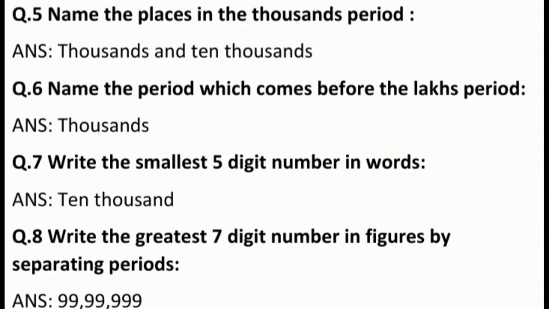Question number 8 says: write the greatest 7-digit number in figures by separating the periods. Now the greatest 7-digit number is 99,99,999. So it can be written as 99,99,999. This is the answer to question number 8. Today we are going to do this exercise till question 8 only. We are going to continue the exercise from question number 9 in the next session.